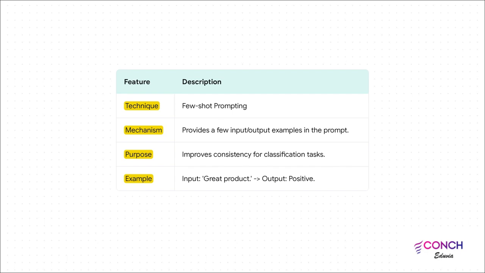This is where, instead of just telling the AI what to do, you actually show it. You give it a couple of examples, a few shots of what you put in and what you expect to get out. This is like a mini training session right inside your prompt. It's amazing for getting consistent, high-quality results for things like classifying customer reviews.